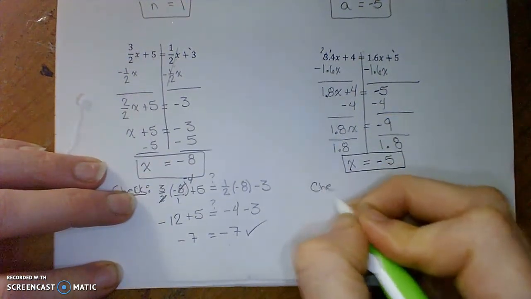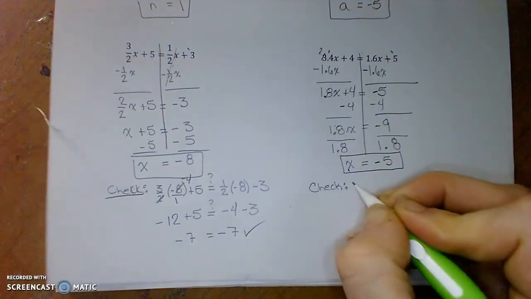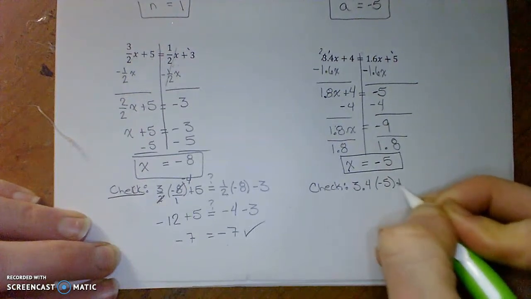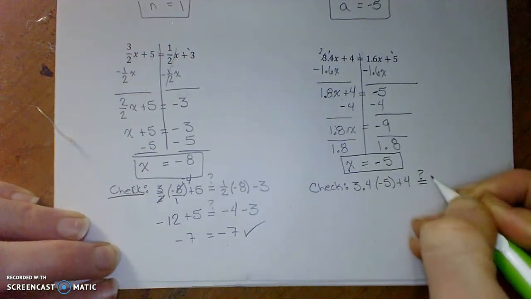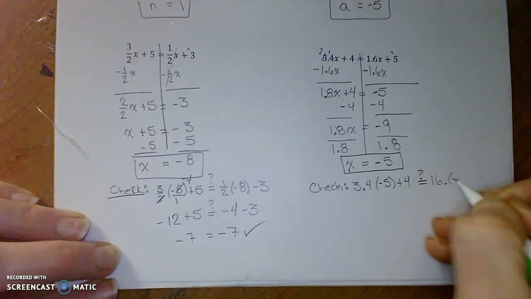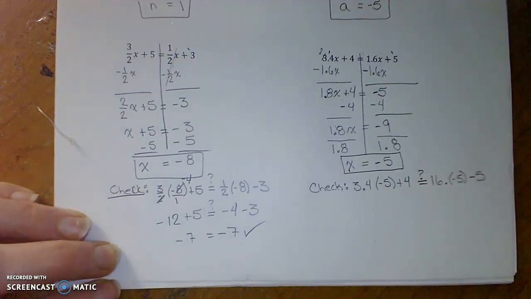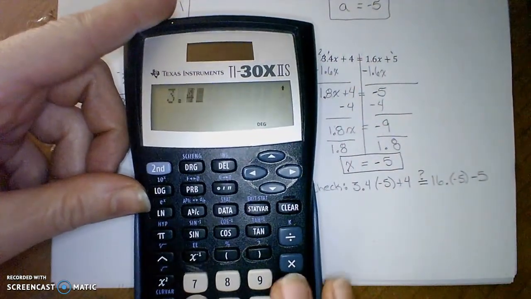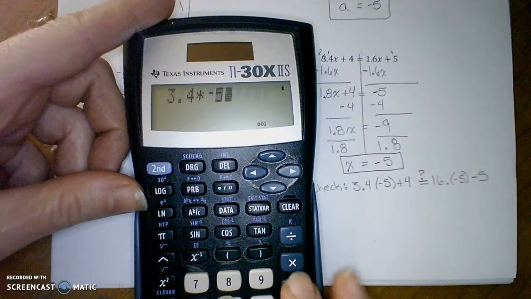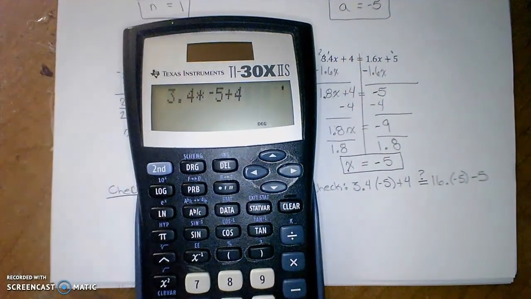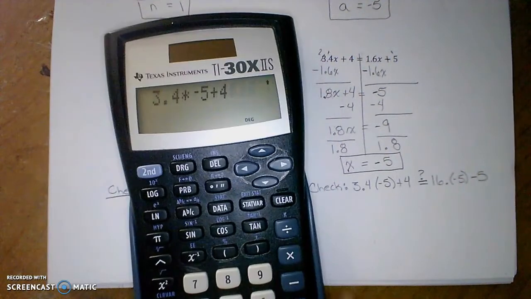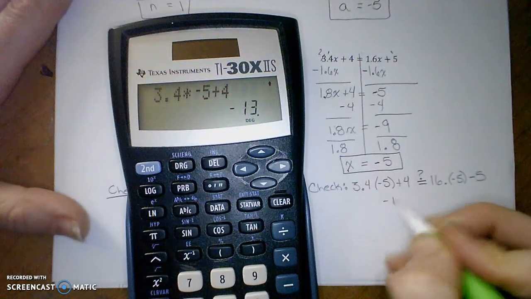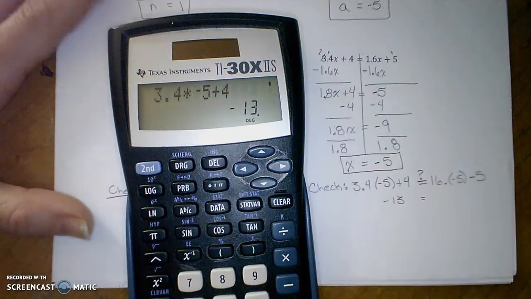Let's go ahead and check our answer here too. We'll be doing 3.4 times x, which is -5, plus 4, and we want to see if that's equal to 1.6 times -5 minus 5. So let's use our calculator to help with that. 3.4 times -5 plus 4. Remember, your calculator knows about the order of operations, so it'll do the multiplication first and then do the addition. So this becomes -13. Let's see if we get -13 on this side.